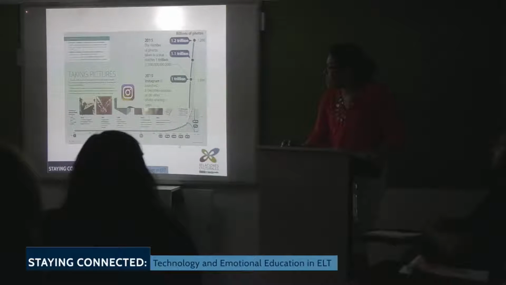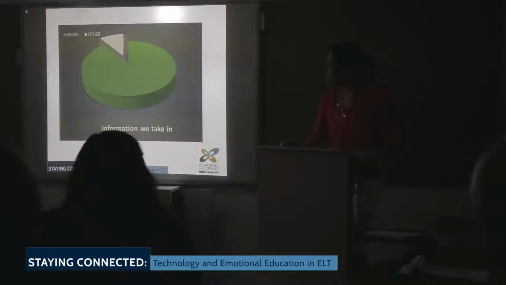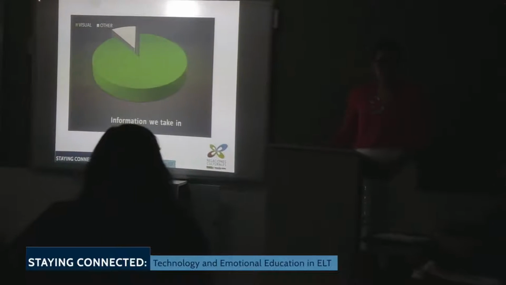So as you can see, along history, images have been impacting the world and the way we see it, okay? Nowadays, this is the information we take in. If the whole circle, or the whole pie, was 100%, what would be your guess as to how much visual information we get? 90, 95, okay? Anybody else?